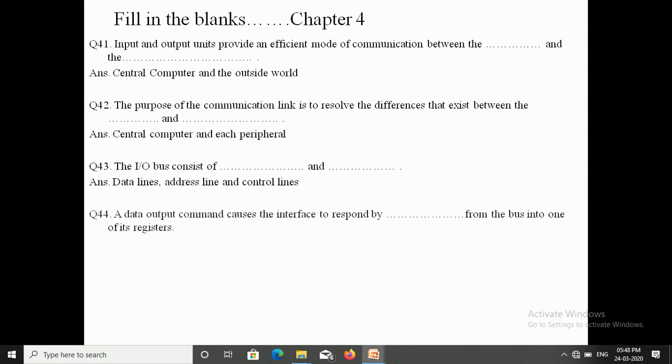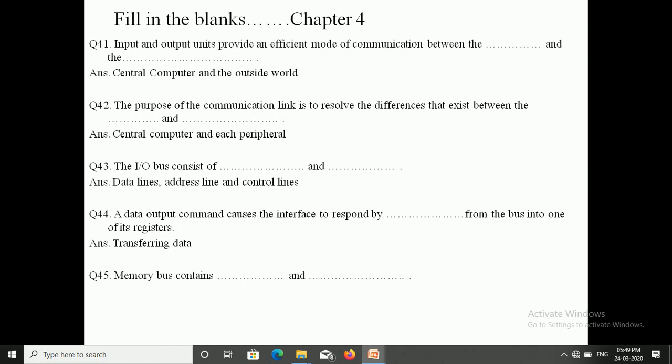Next, question number 44. A data output command causes the interface to respond by dash from the bus into one of its registers. The correct answer is transferring data. A data output command causes the interface to respond by transferring data from the bus into one of its registers.